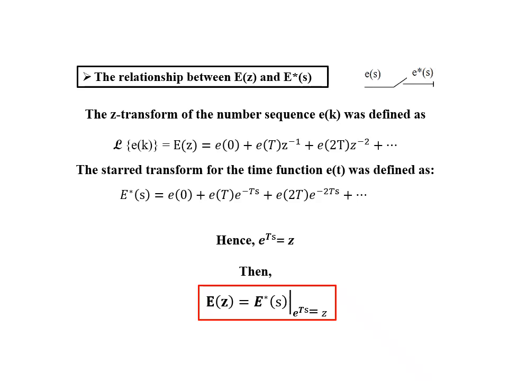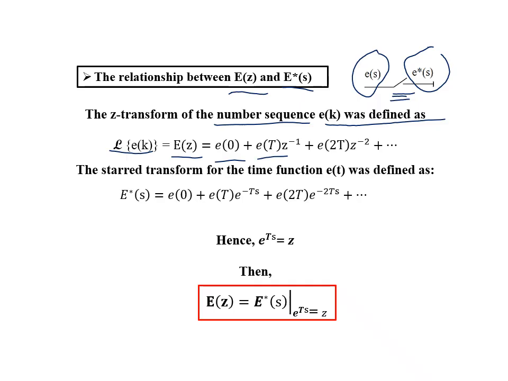Now we will see the relation between E of Z and E star of S. E star of S is the sampled form of E of S. We have E of S, then we have a sampler, then we get E star of S. The Z transform of a sequence E of k is defined as E of z equals E of 0 plus E of T times z power negative 1 plus E of 2T times z power negative 2 and so on and so forth.